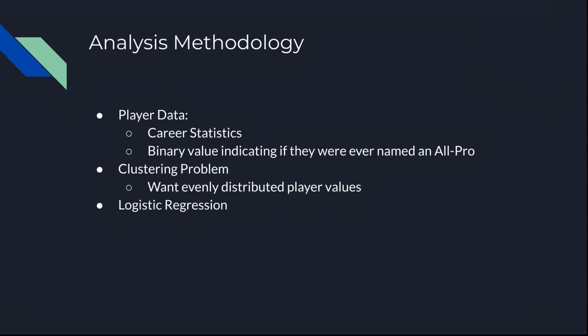Therefore, we are now dealing with what is basically a clustering problem. We want to assign players a value that indicates how likely they are to belong to the group of players that have been named All-Pro at least once. We want to do this based on a player's career statistics, and we want the values assigned to players to be evenly or smoothly distributed so that we can accurately represent the relative values of the wide ranges of players in the NFL. The data analysis method we can use to solve this problem is logistic regression.